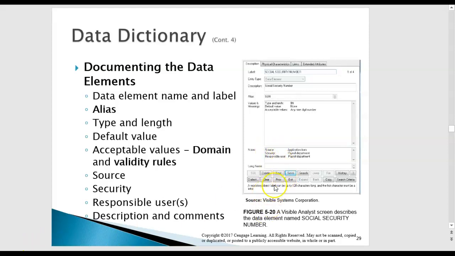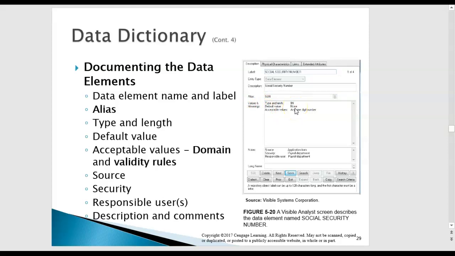So for example, the label of the data element is social security number. It is a data element. The alias is SSN. We're not going to put SSN directly in here as the label because it could also mean something else. So make sure you put the full form of any abbreviation that you're using, and the abbreviation has been stated in the alias as well. What are the values and meanings? Is there a default value? For this case, it's not.